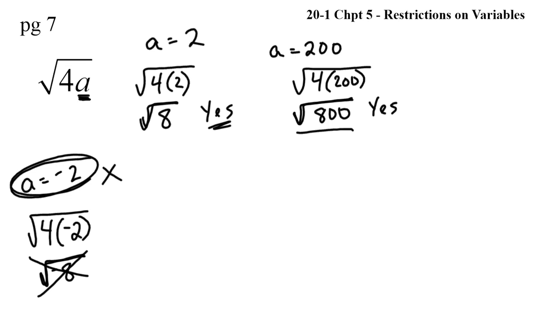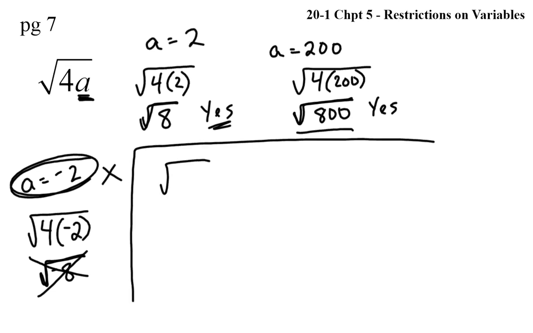And that's what we have to figure out. What a values aren't going to be allowed? If we take a look at the square root of 4a, the radicand, 4a, has to be positive or 0. We need a value under the root sign that's 0, because the square root of 0 is 0. That's allowed. And the square root of a positive is allowed. We can't have a negative value under there.